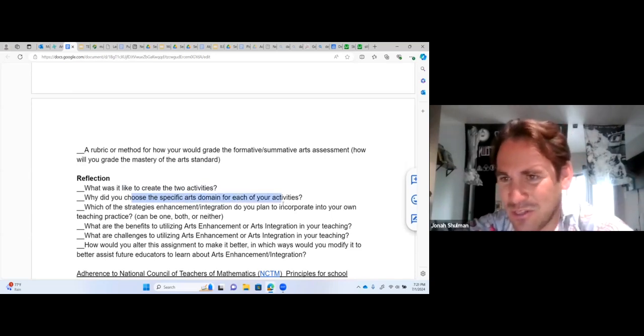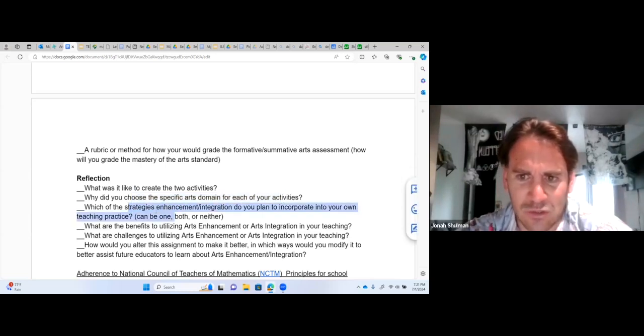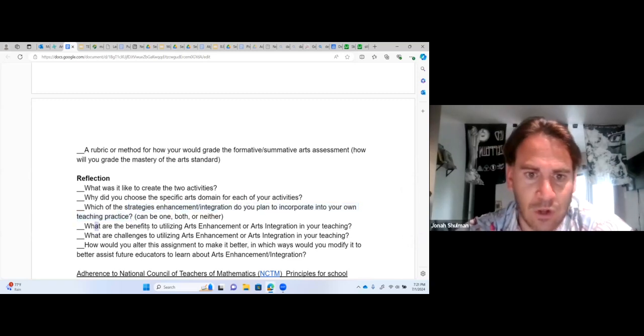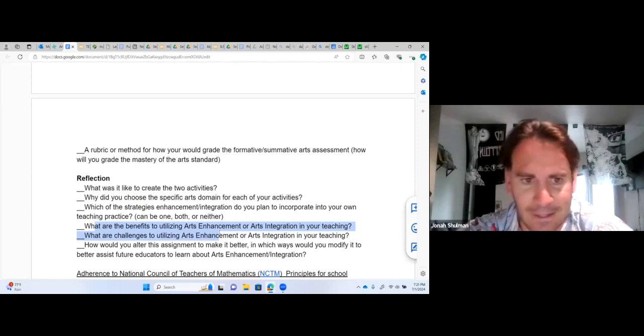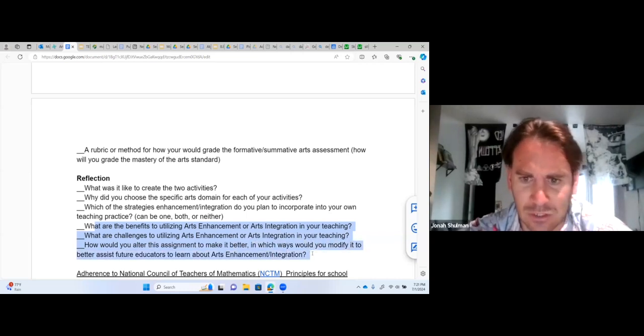Are they dancing? Are they doing music? Which of the strategies, enhancement or integration, do you prefer? Which one do you feel like you're going to use in your teaching? What are the benefits to arts integration? What are the challenges? And this is the best one: how would you alter this assignment to make it better? Which ways would you modify it to better assist future educators to learn about it?